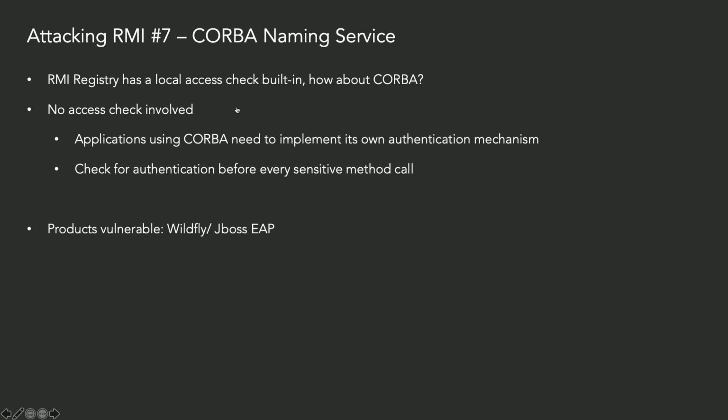So moving on, there's also the CORBA naming service. It works kind of like the RMI Registry service for the RMI over GIOP protocol, but it has no authentication involved. So applications using CORBA have to implement their own authentication mechanism, and check for authentication before every sensitive method call.